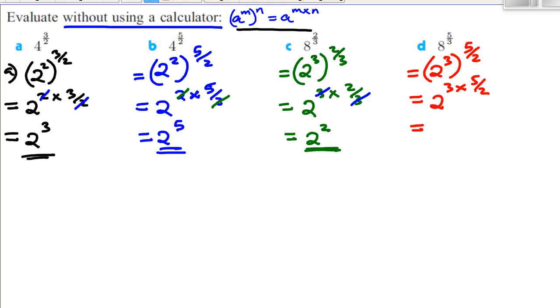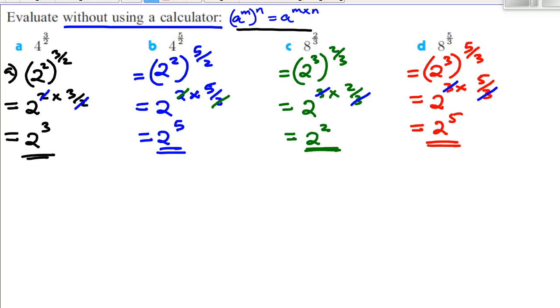Sorry, made a mistake here. This is 3. So this is 3 here. So 5 over 3, which will be equal to, now before I even move on, we are multiplying this, so we can cancel that and that. So I'll end up with 2 to the power 5. And that will be my final answer.